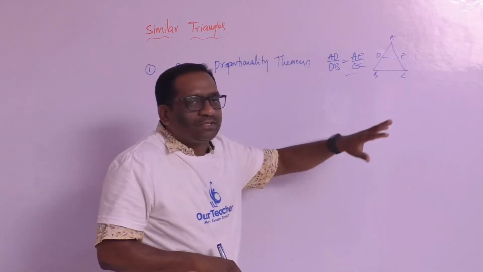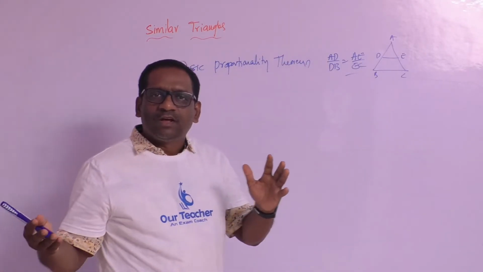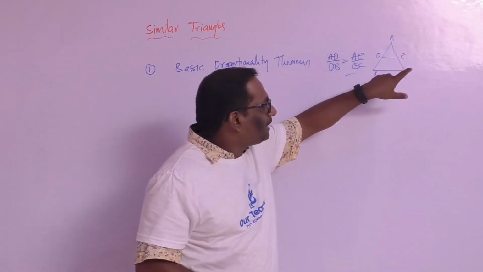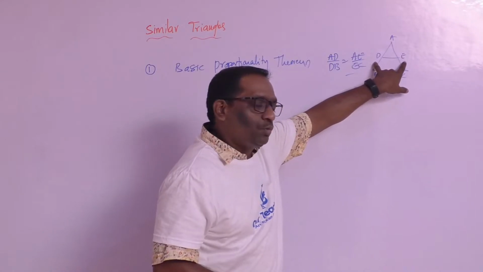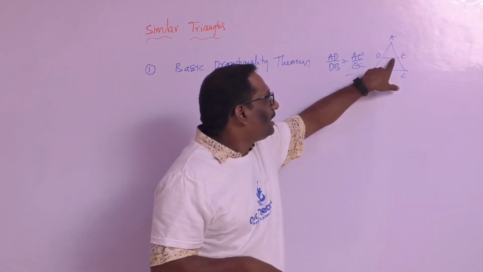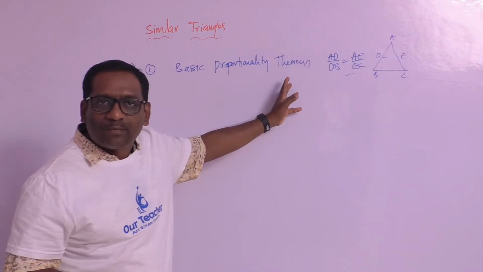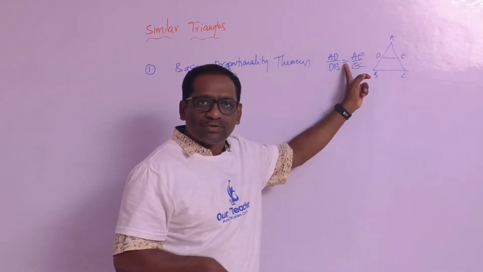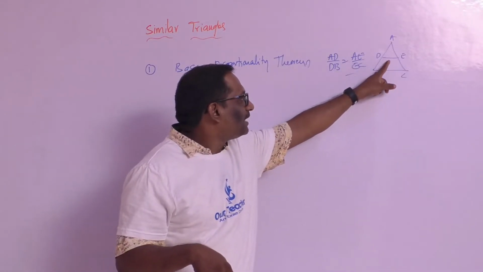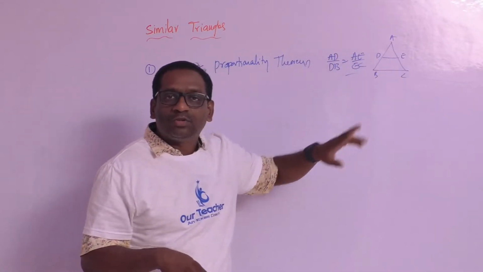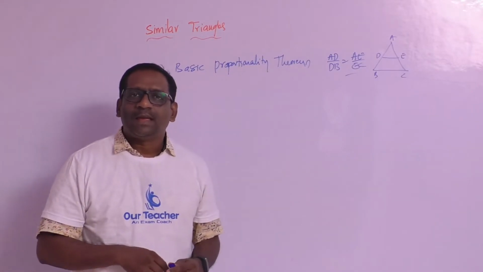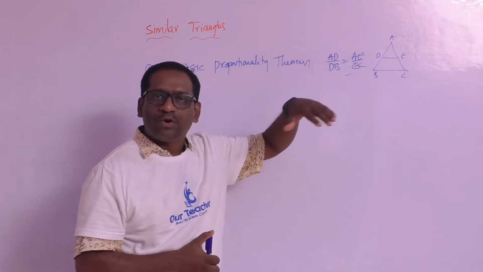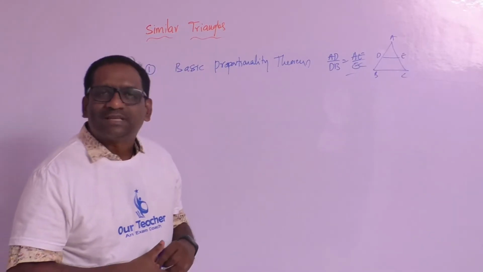What is its converse? Converse means we speak the entire statement from back to front. That means in a triangle, if a line divides two sides in the same ratio, then the line will be parallel to the third side. The basic proportionality theorem says if this line is parallel to this one, then it divides in this ratio. The converse says if this line divides in this ratio, it will be parallel to this one. These two are the main important theorems at the beginning of this chapter. Depending upon this, we are going to solve so many different types of sums in this chapter.